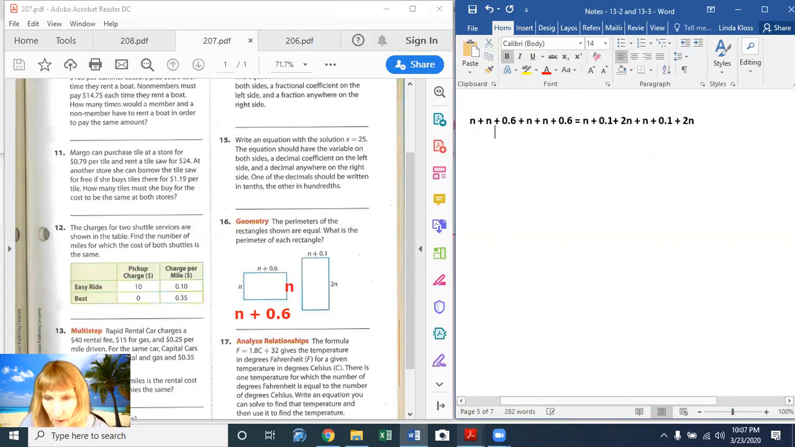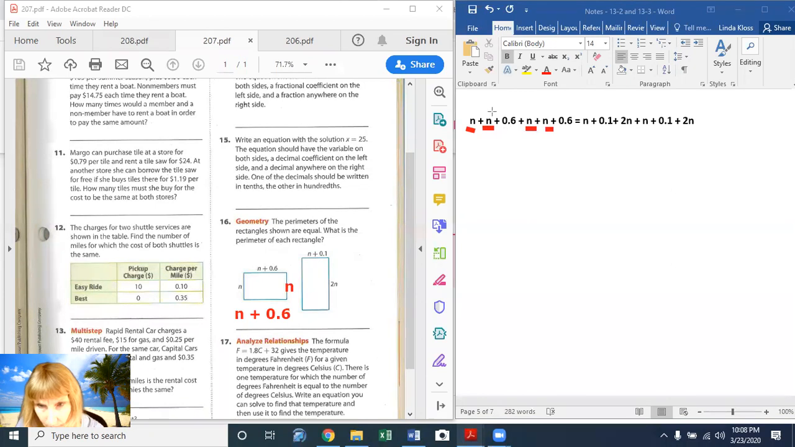So now we have to combine like terms. So we're going to find out what ones are the same. So we're going to underline all the n's, just like that. So now let's combine all of those. We have an n. Remember, the number in front of a variable is a 1. So we have a 1n plus a 1n plus a 1n plus a 1n. So what does that equal? 4n.